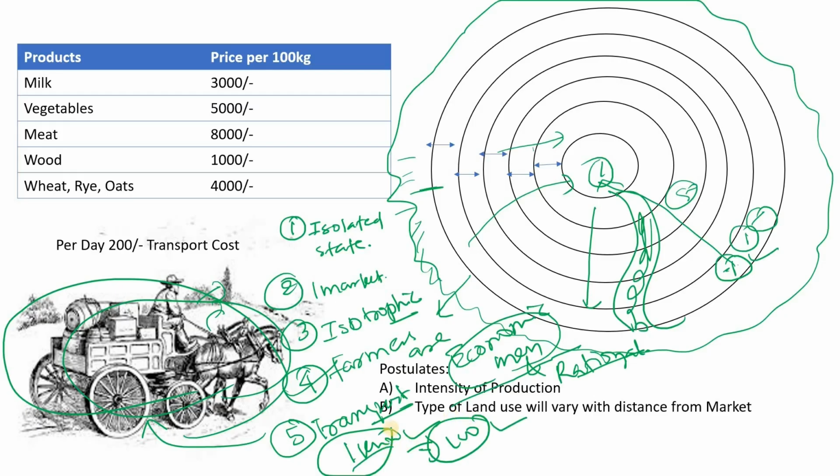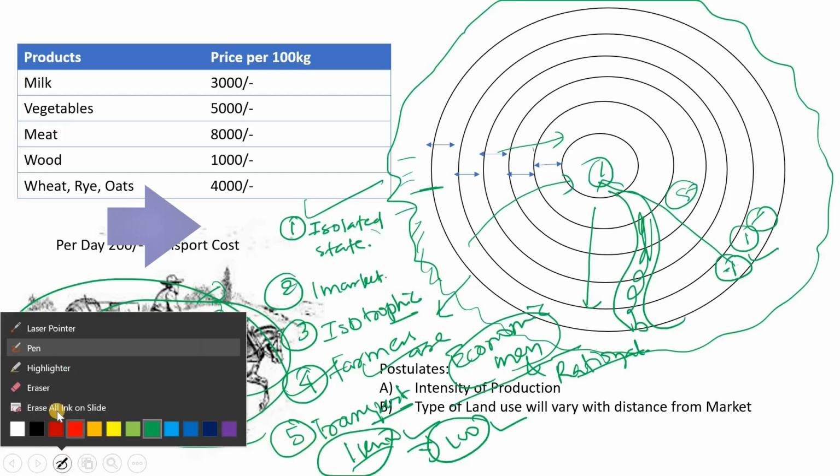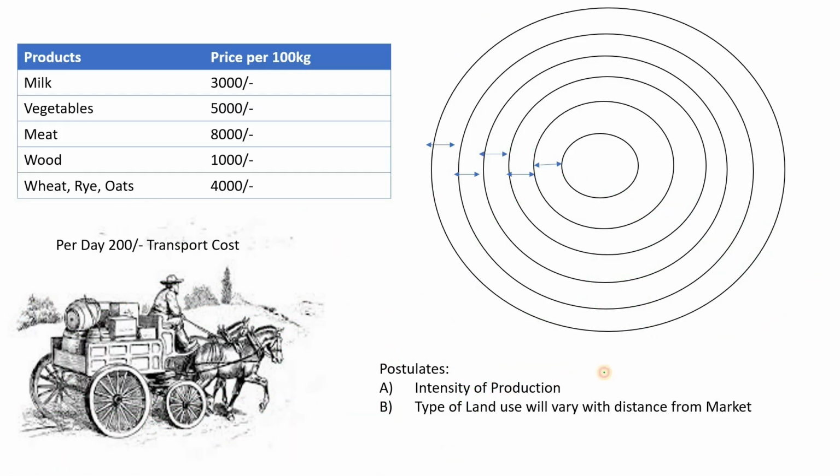Okay, so these are his assumptions, and let's see what other 1-2 assumptions are left. As you can see, we have now talked about the assumptions. We talked about the postulates. I hope you remember the diagram of the concentric rings. The postulates were about the intensity of production. The intensity will decrease from the market towards the outer side.